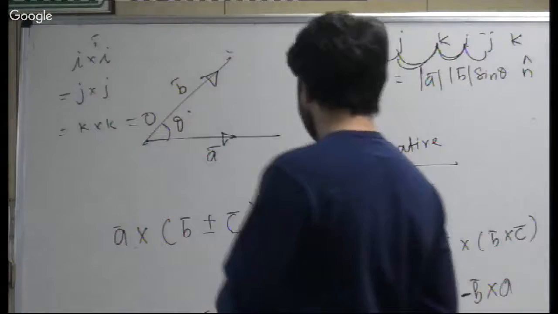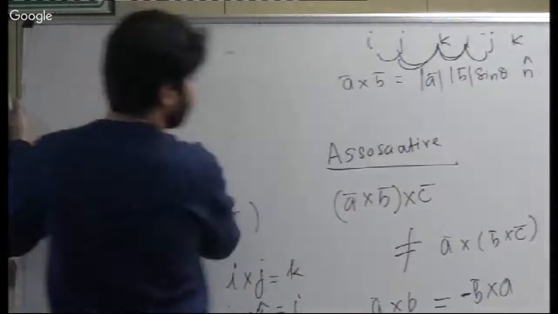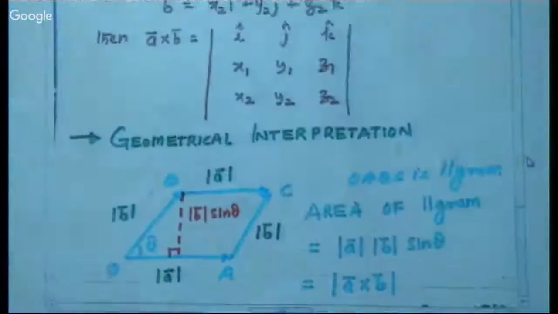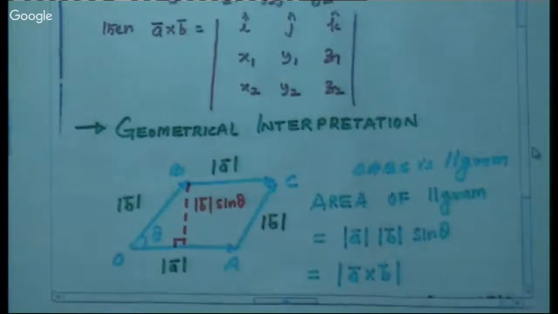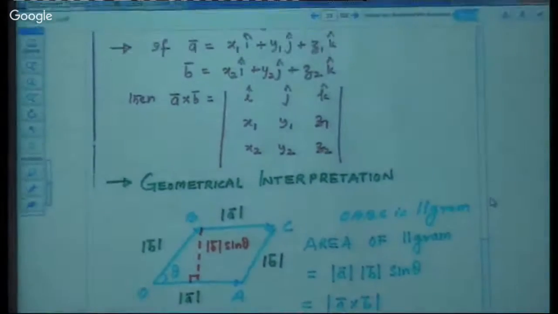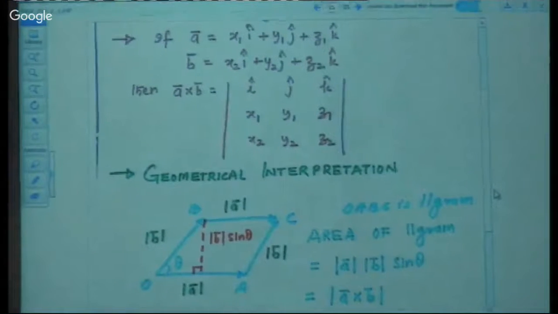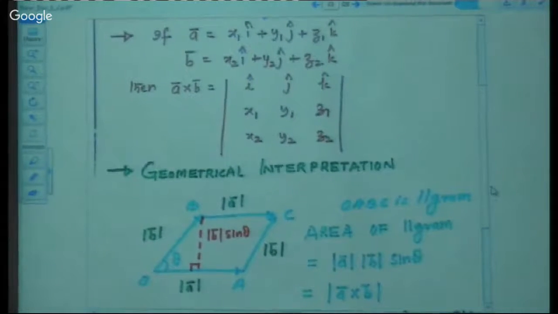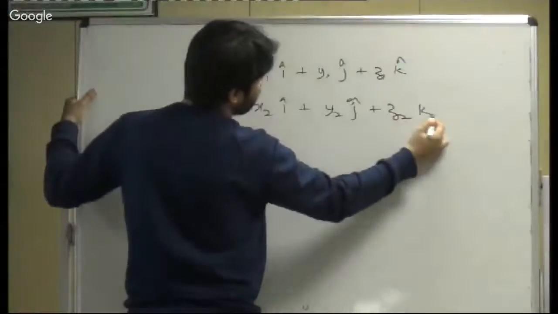Now, when I say A is x1 I cap plus y1 J cap plus z1 K cap, and B is x2 I cap plus y2 J cap plus z2 K cap.